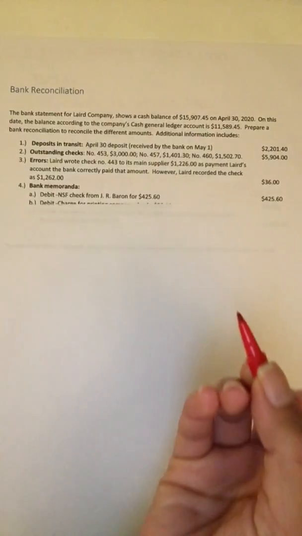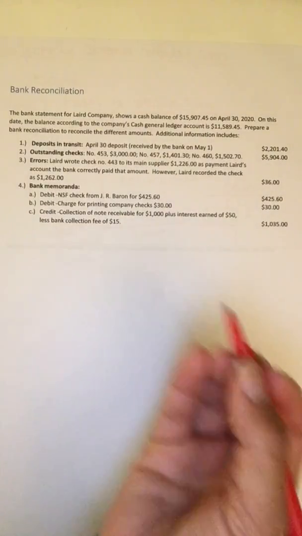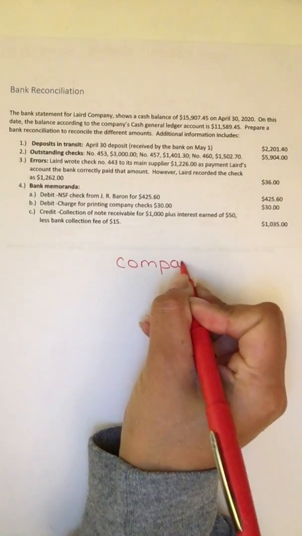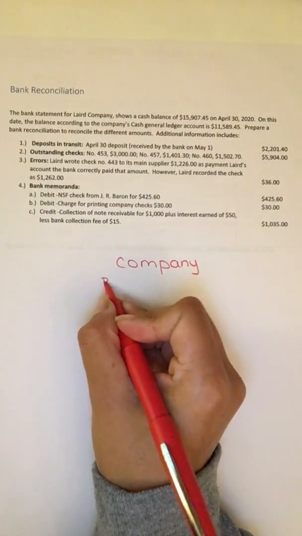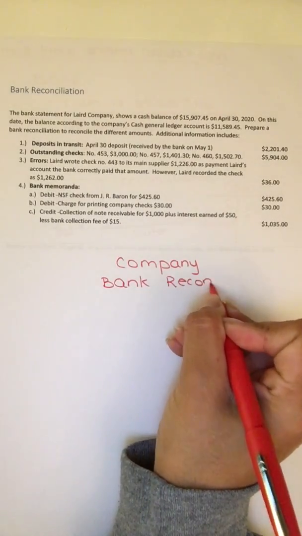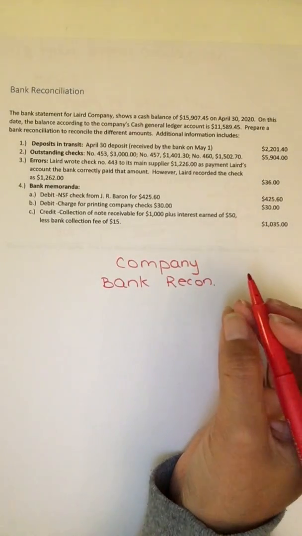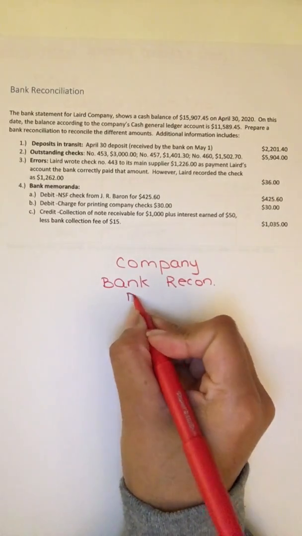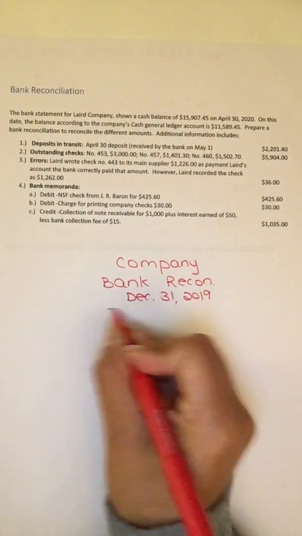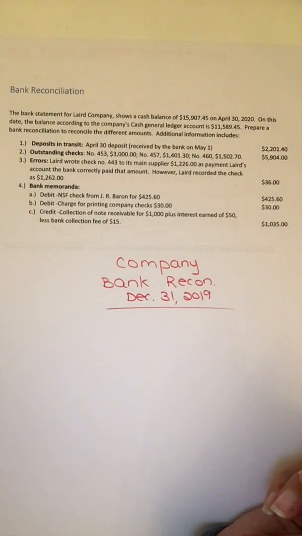Alrighty, so bank reconciliation, of course, we have a 3-line header. So we start with the name of the company. We identify the type of report, bank reconciliation. Feel free to abbreviate that. And it's going to be a point in time. So let's just say it's December 31st, 2019. So that would be your 3-line header.